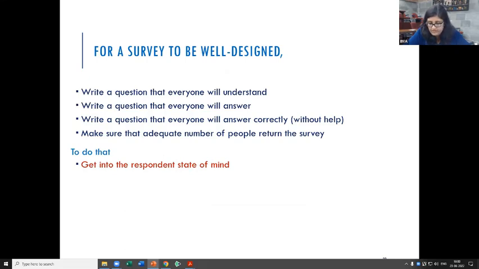So for a survey to be well designed, you have to write a question that everyone will understand, but also a question that everyone will answer and answer correctly. You might understand the question, but you may not want to answer it correctly. Okay, and you have to also make sure that an adequate number of people return the survey. To do that, there's only one way. You have to get into the responder's state of mind. You have to look at a survey as if you are taking the survey and not as if you are making the survey.